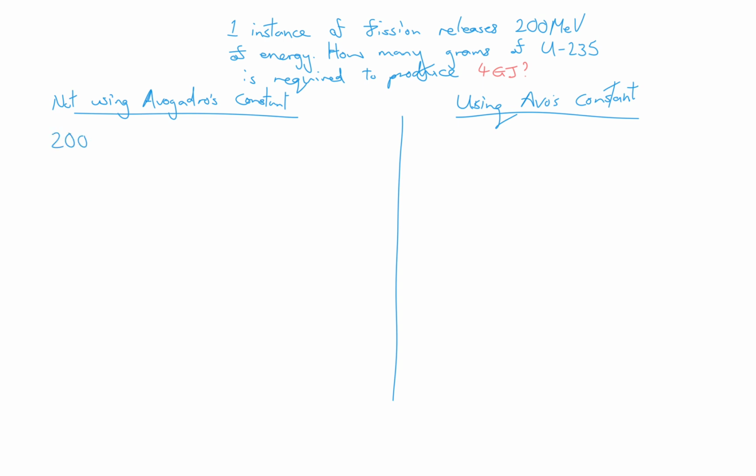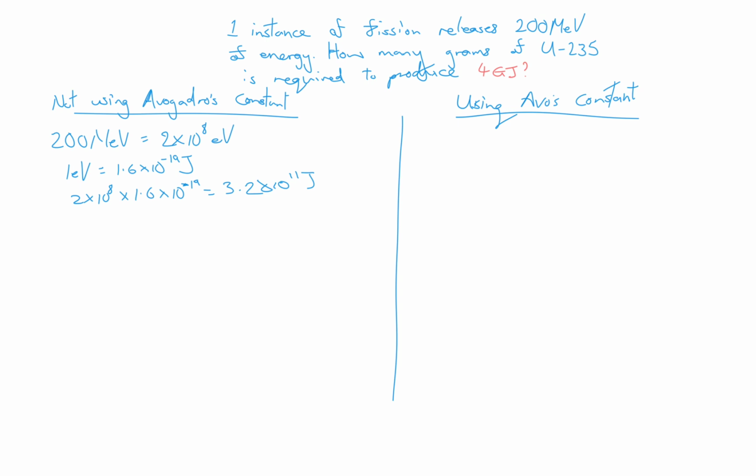Now 200 mega electron volts is equal to 2 times 10 to the 8 electron volts. And 1 electron volt is equal to 1.6 times 10 to the minus 19 joules. So all we're going to do is multiply these two values together, and we're going to calculate the amount of energy in joules. What we find then is that that's 3.2 times 10 to the minus 11 joules.